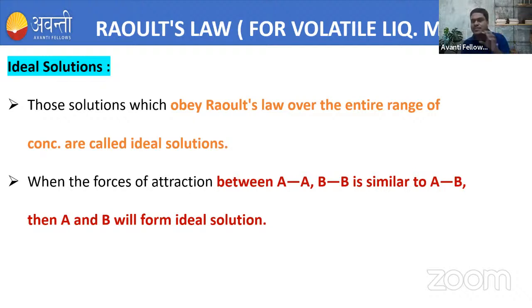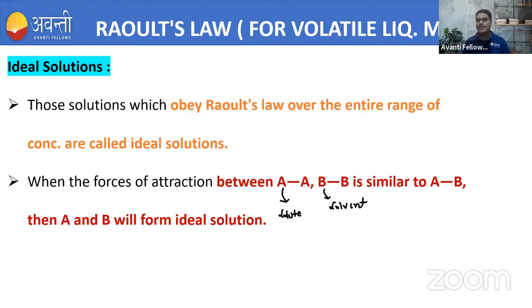Now, when the force of attraction between the AA... what is AA? AA means nothing but the solute, right? A means solute. B means solvent. It means they are a binary solution. So one liquid acts as a solute and another liquid acts as a solvent. So when the force of attraction between A and B is similar to that between A and A and B and B, then A and B will form an ideal solution.